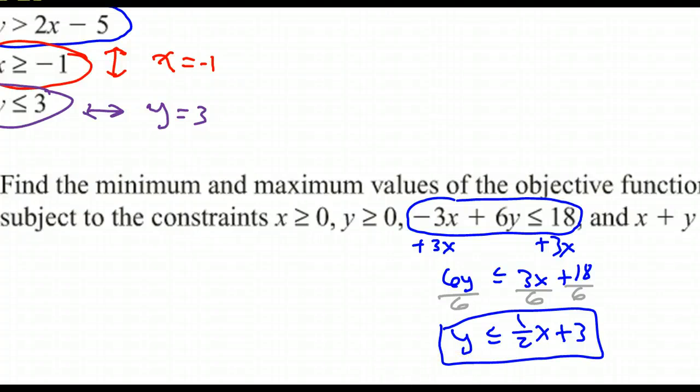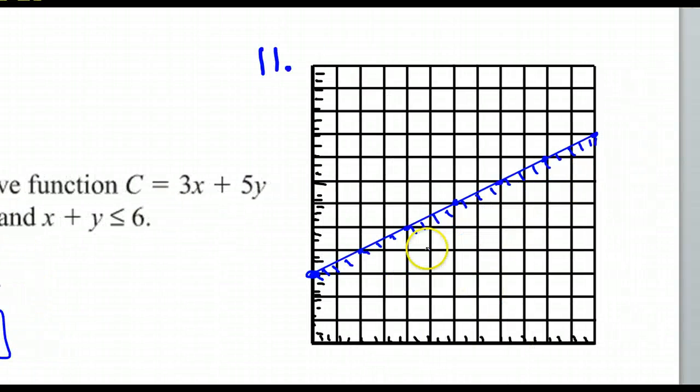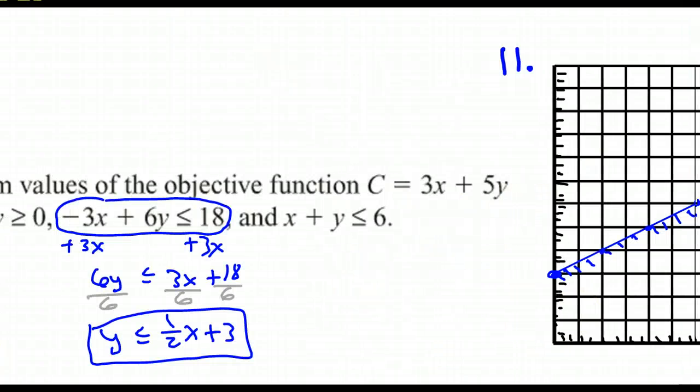And it is less than or equal to, so I will shade below this line because it's less than or equal to. Just a little bit, just grass growing upside down. So that is the first one. So far that puts me in this area right here, but let's see what else we have.